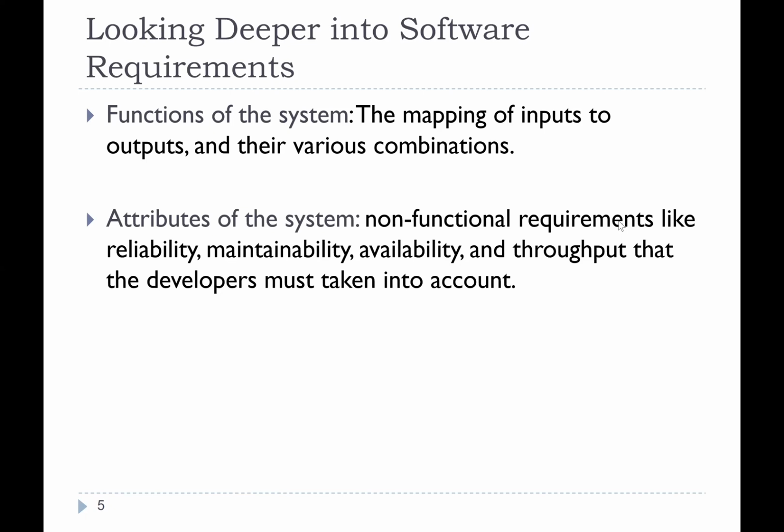The first attribute is attributes of the system. There are non-functional requirements like reliability, maintenance, availability, and the throughput. We're going to talk about these in a second, but these are the characteristics of the function. So I said a moment ago, it's not enough that you're actually doing the function, but sometimes you have to do it within certain constraints.